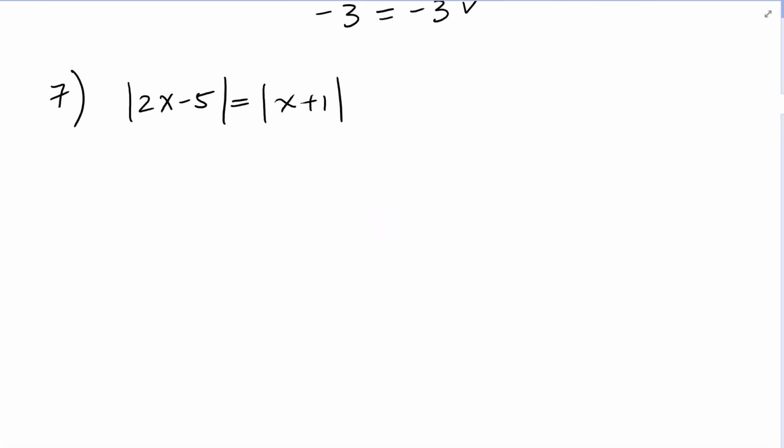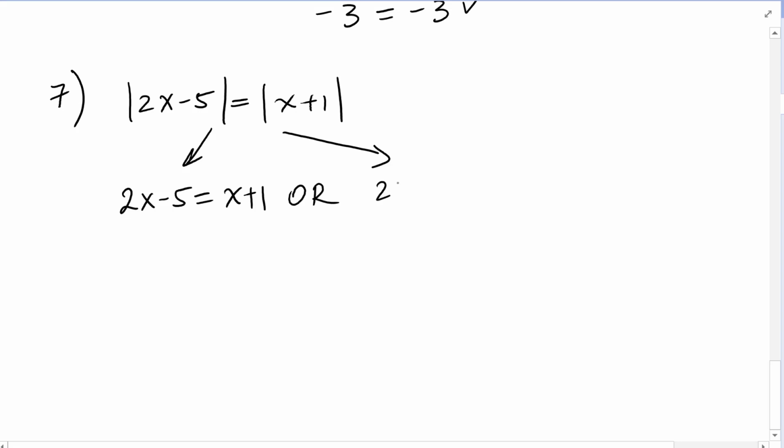Let's solve example 7. Example 7 is a little bit different than the other ones because it has two absolute values on both sides. So this is going to break down into 2x minus 5 equals x plus 1, so both functions are equal to each other, or 2x minus 5 equals the opposite of x plus 1, so negative x plus 1. Because if I'm going to replace here with negative x plus 1 in absolute value, it's going to produce positive. So now let's solve these two equations.